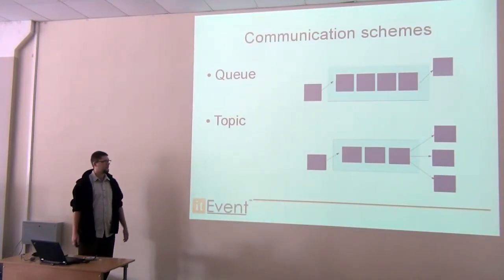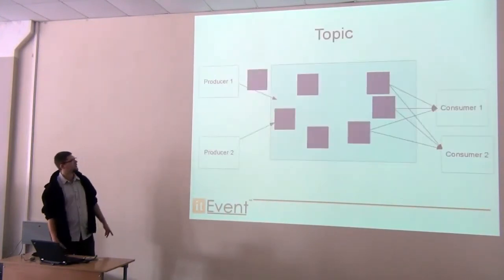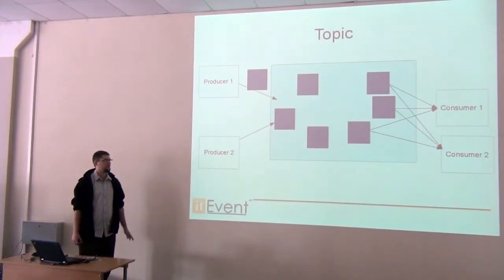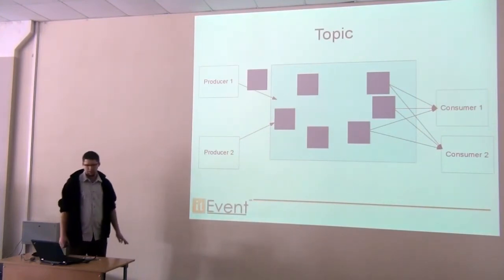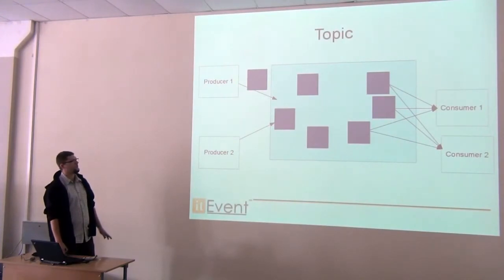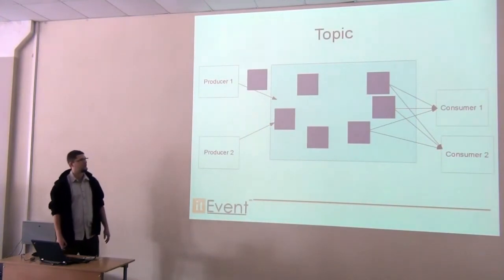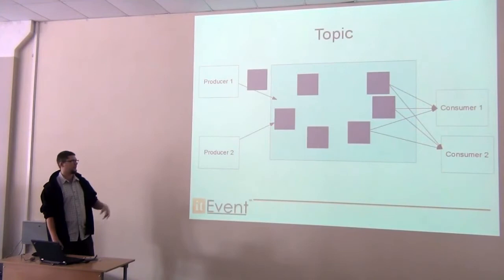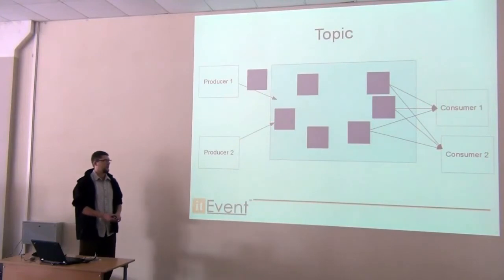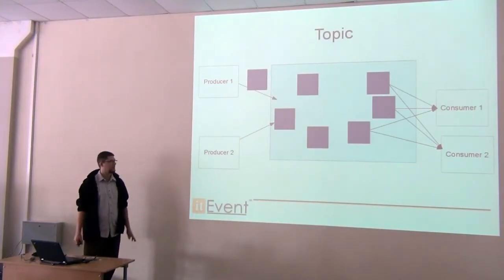The second one is called topic. The difference from a queue: it can have multiple producers, multiple consumers, but the difference is that in a topic, each consumer gets all the messages. So it's basically good for sending out some notifications, for example. Due to the fact that it sends out messages to all of the consumers, when there's no consumer, the message will be simply lost. There's one exception to this rule.